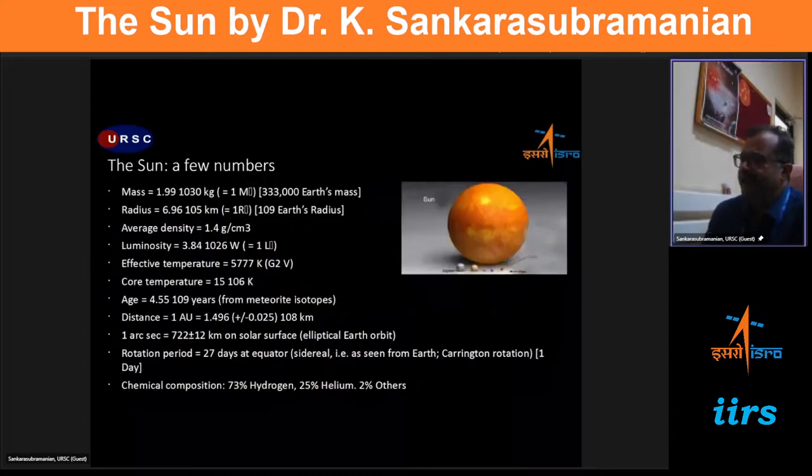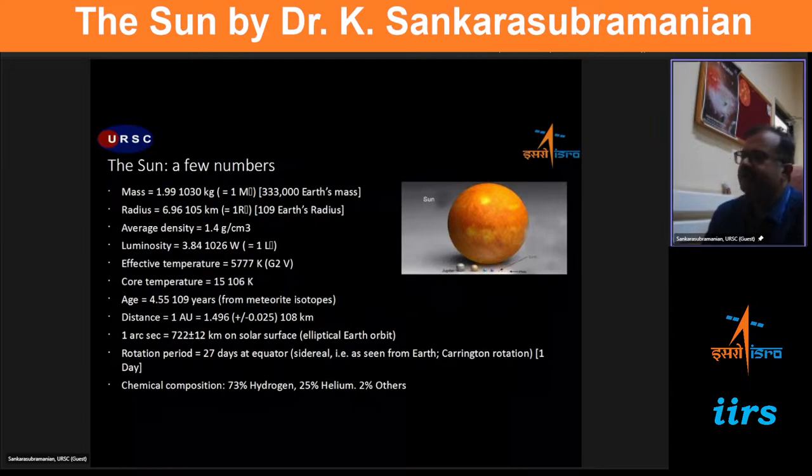This just gives you a kind of number for you to keep in mind. The mass of the sun, which we call one solar mass, is about 333,000 Earth masses. And the radius, which we call one solar radius, is equivalent to 109 Earth radii. That means you can fit some 109 Earths in the sun's diameter. The average density is about 1.4 gram per centimeter cube, and compare it with the average density of water, which is about 1 gram per centimeter cube.